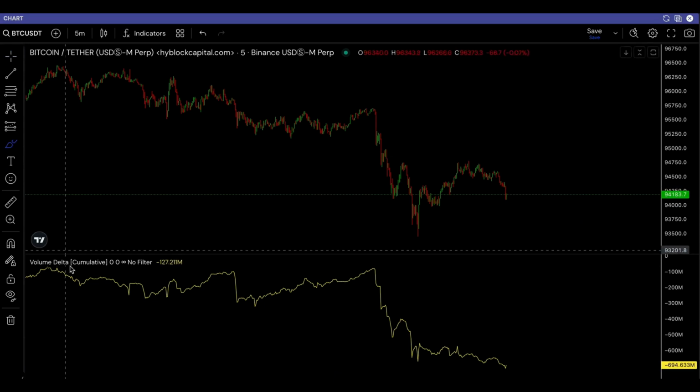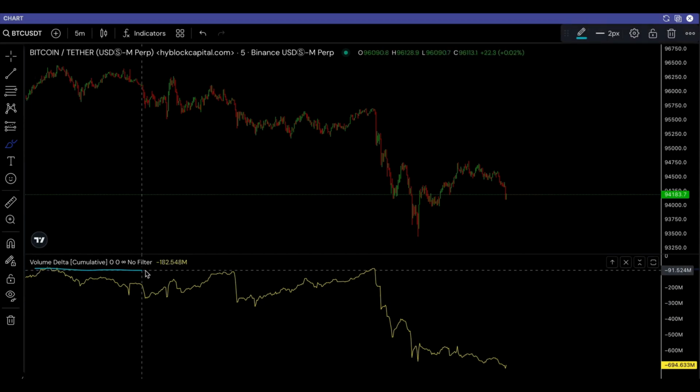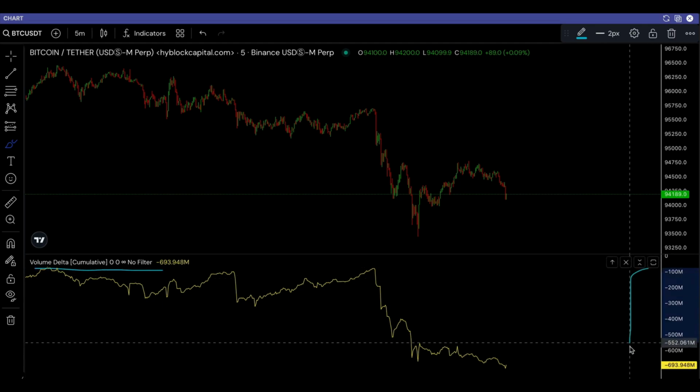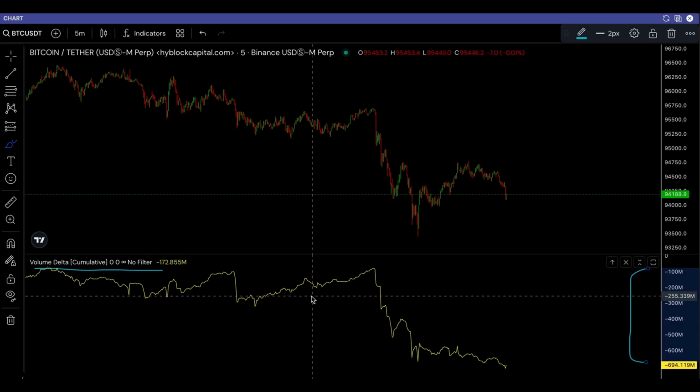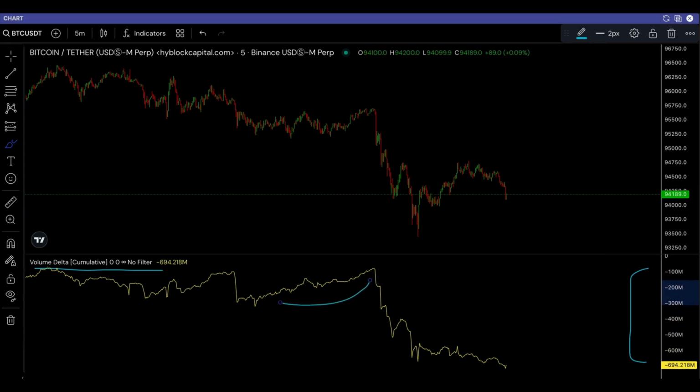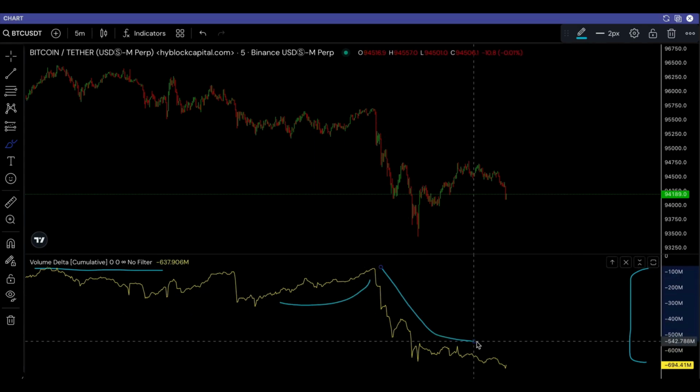Today, we're decoding an advanced order flow indicator that's widely used by professional traders, Cumulative Volume Delta, also known as CVD. CVD gives us insight into market pressure by calculating the difference between buy volume and sell volume. If more buyers are hitting the market, CVD rises. If more sellers dominate, CVD declines.